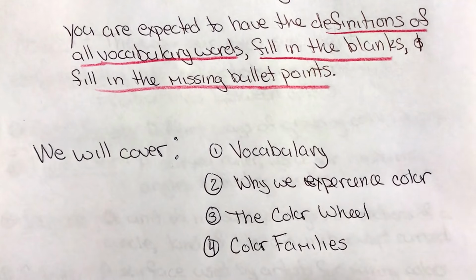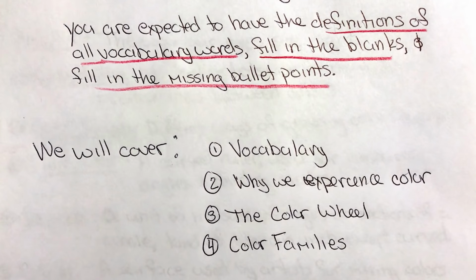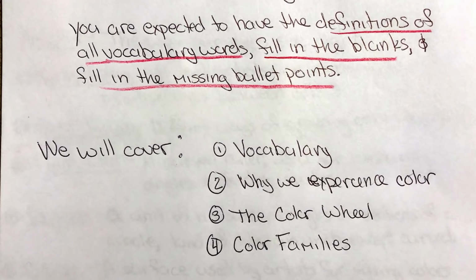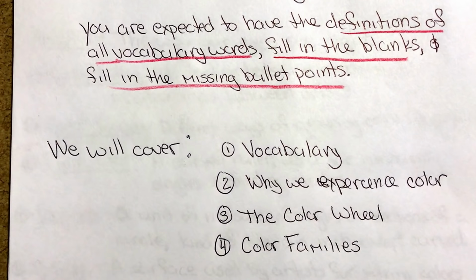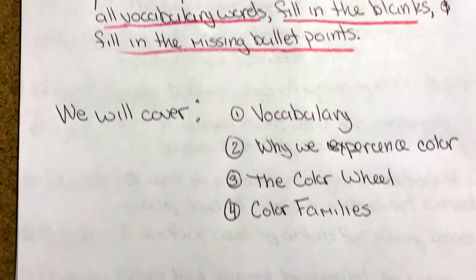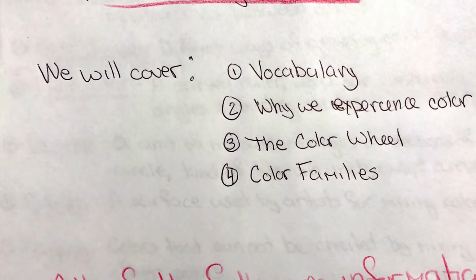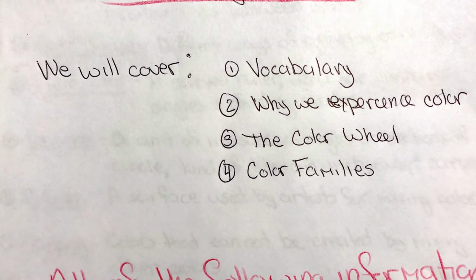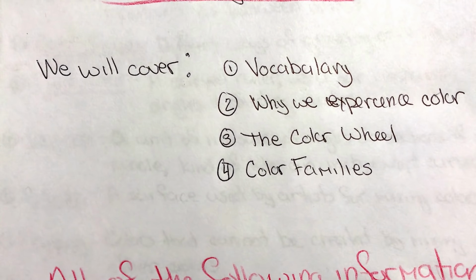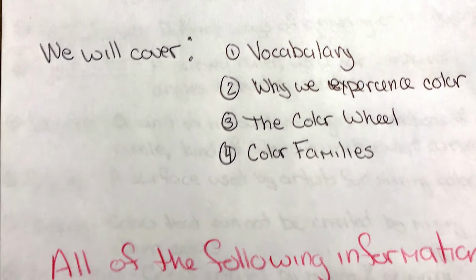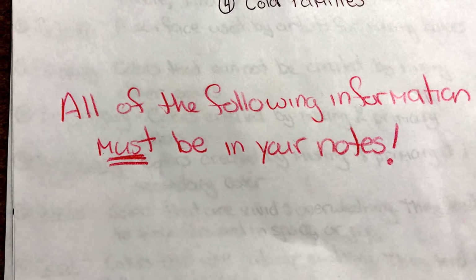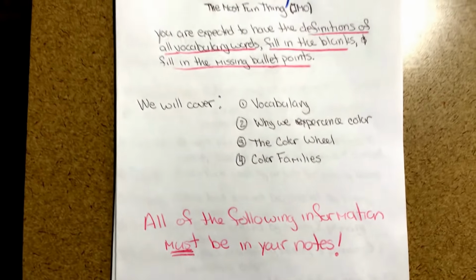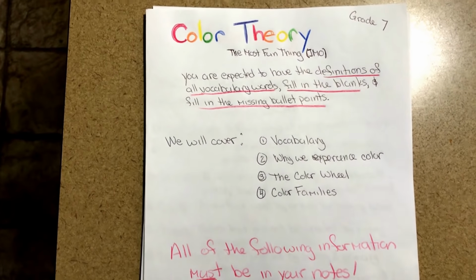You guys are expected to have all of the definitions of your vocabulary words. Fill in all of the blanks and the missing bullet points in these notes. You should also have the notes that I have written down. We will cover color theory vocabulary, why we experience or see color, the color wheel, and color families. All of the information following this must be in your notes. You do not need this page, it is just my introduction.